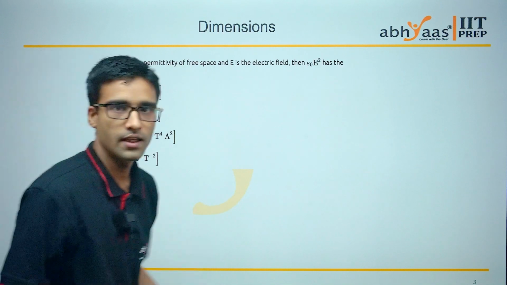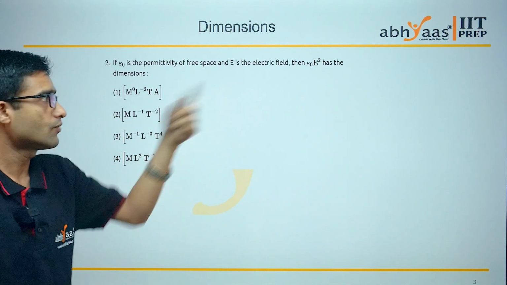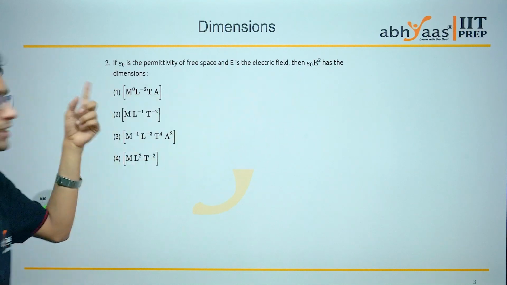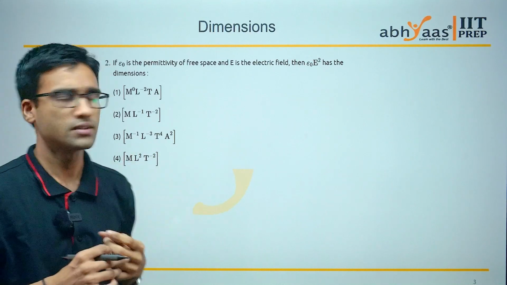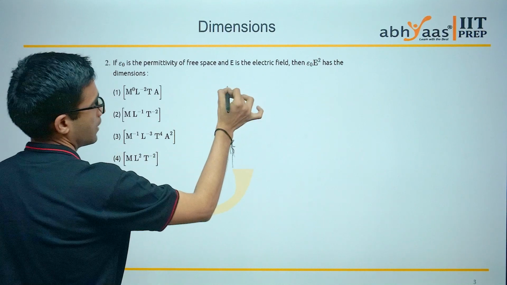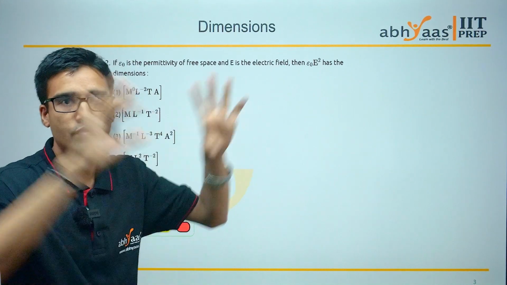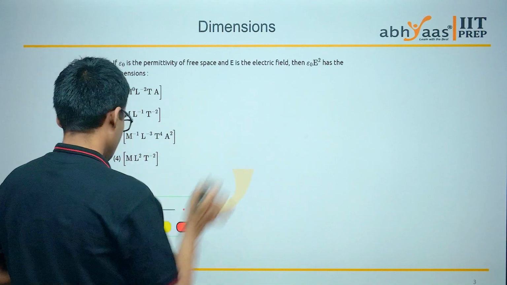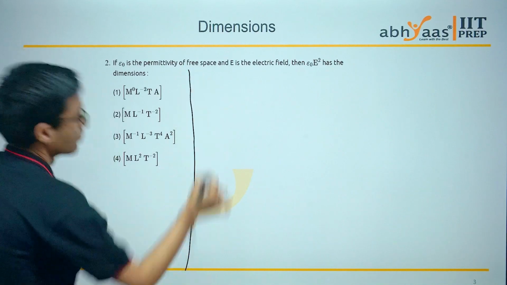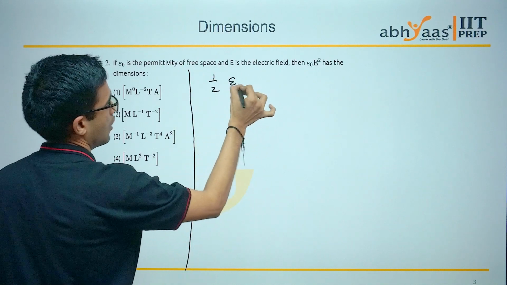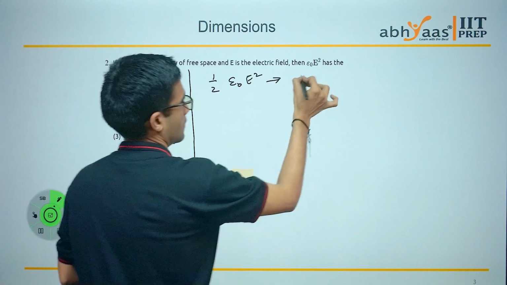If epsilon is the permittivity of free space and E is the electric field, then epsilon E square has the dimension of? From the electricity chapters, this question can be easily solved by remembering an expression. No need to go for a big derivation. 1 by 2 epsilon E square is called energy density.